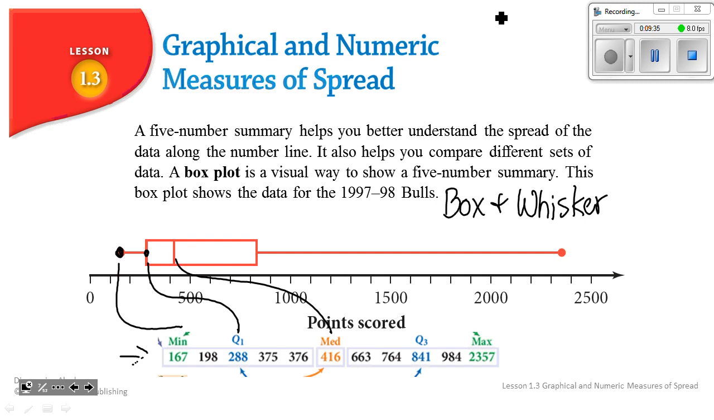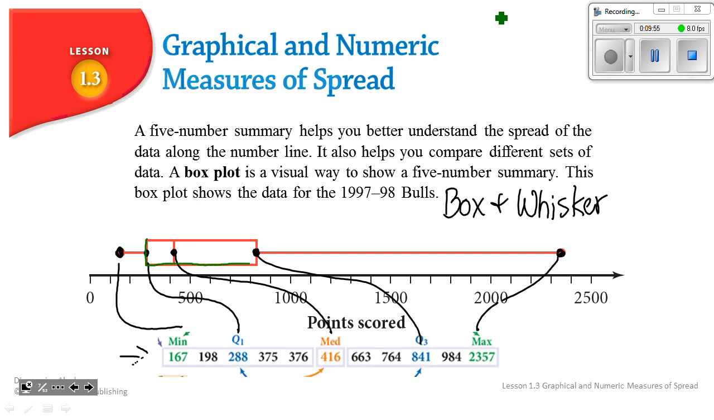My median is right here. Q3 right here. And my maximum is all the way over here. So I'm going to plot those points, all 5 of those points, along my number line, sort of like a dot plot. But then I'm going to draw this box, right?